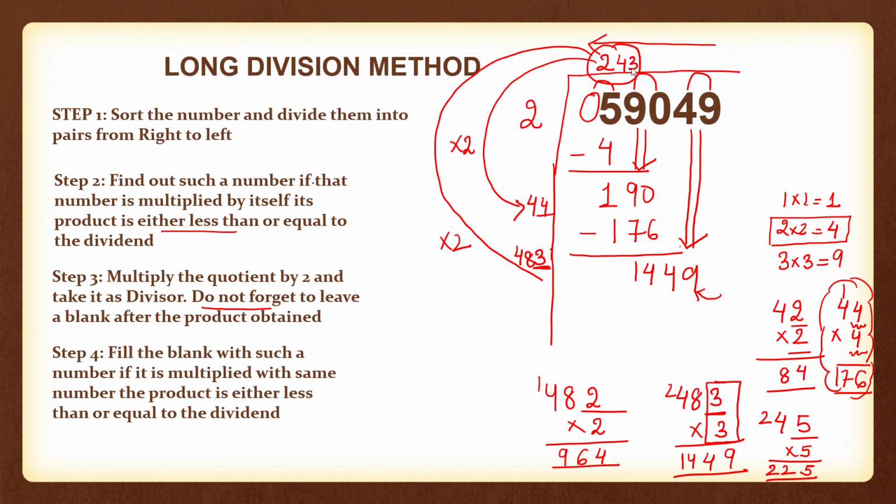here and 1449 subtracted gives 0. Since the remainder is 0, we can say 243 is our answer.